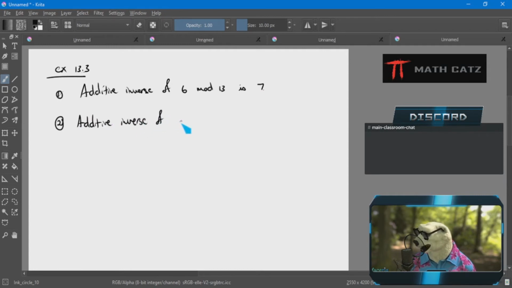Inverse of, what's the next one here? 8 mod 24. It's really quite simple. I'm taking a simple setup here just to illustrate something else when it comes to teaching. I'm looking for a number. 8 plus something equals 24. It's, of course, 16.